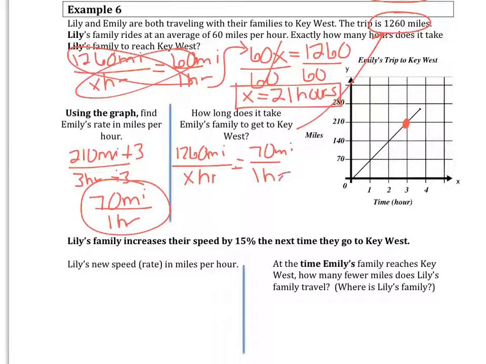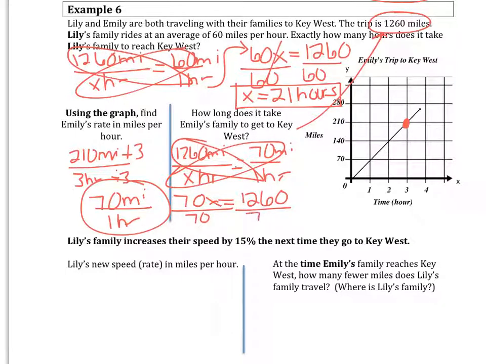So now I can cross multiply and solve this. So we would get 70x equals 1,260. Divide by 70. And we would get an answer of 18 hours.